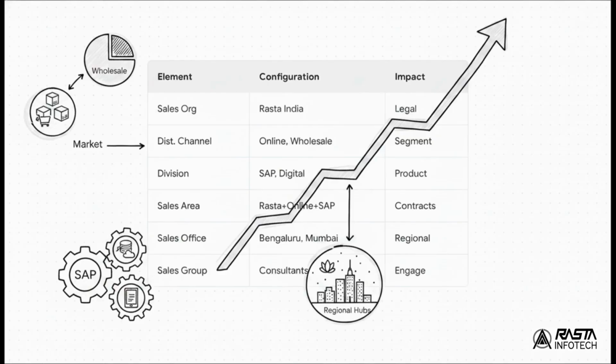Notice how clearly they mapped their business strategy to their SAP configuration. By setting up online and wholesale distribution channels, they were able to rapidly segment their market to capture entirely new demographics. They specialized their offerings into SAP consulting and digital solutions. And they didn't just build a monolith, right? They set up specific regional hubs in Bengaluru and Mumbai. Every single configuration choice you see here was purposely engineered to drive a specific, measurable business impact for their expansion.